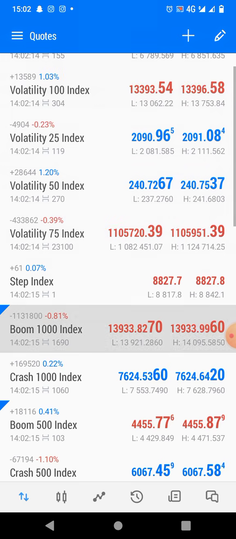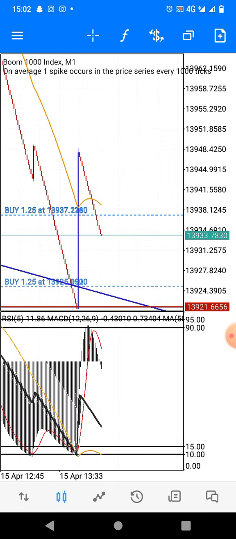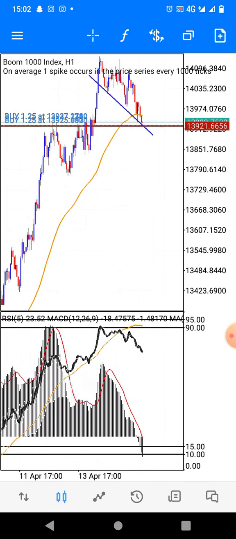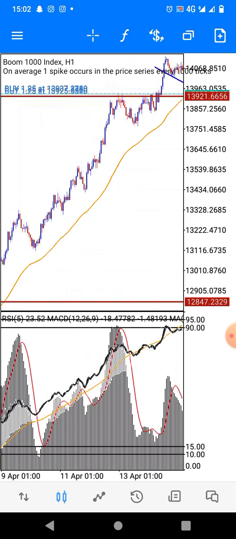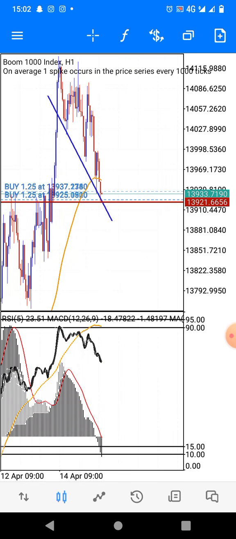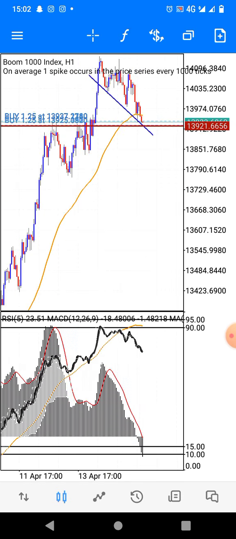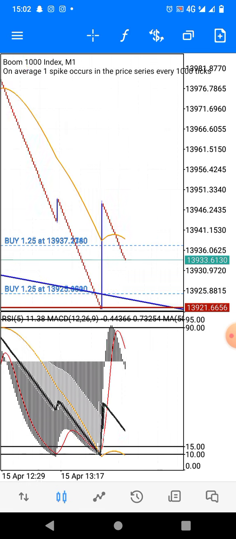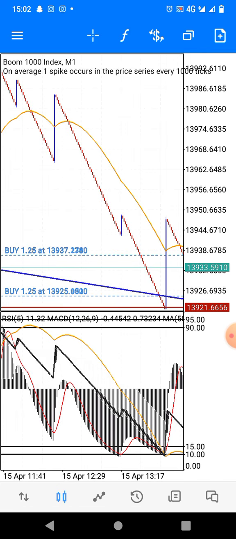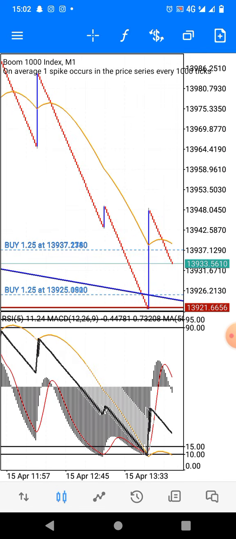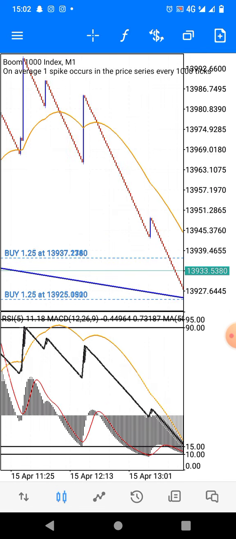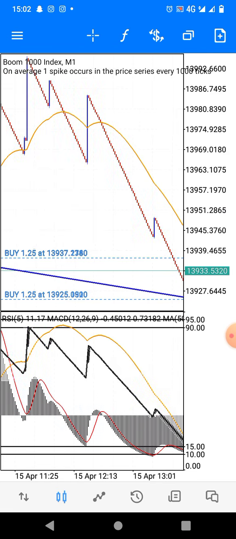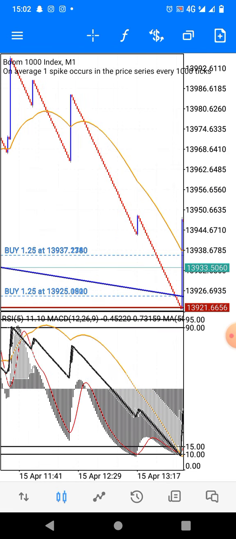So I'm going to be showing you a few trades which I took with this particular strategy, the boom and crash sniper entry strategy, the previous one which I dropped for you guys. So on Boom 1000, we are on a buy using the indicator. You can see that we have caught some spikes. If you are the scalper type, I think you would have been out here, because the conditions were met at this point.